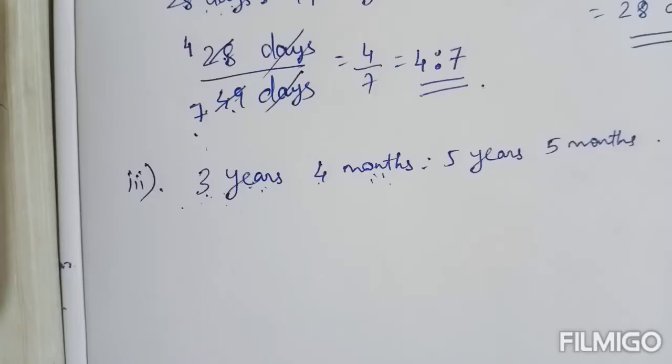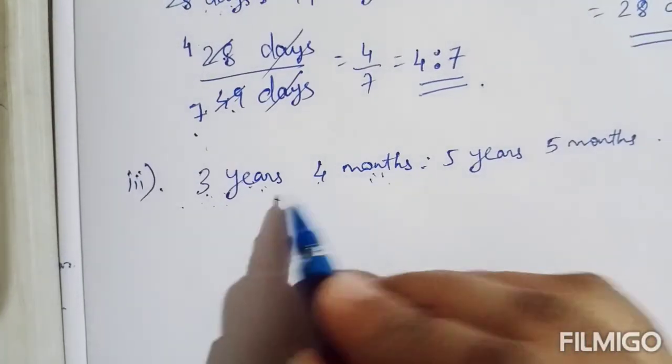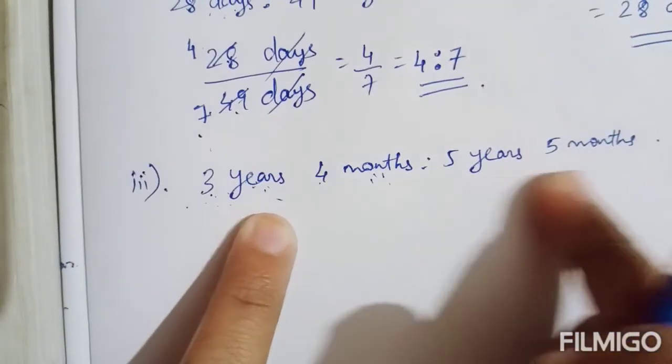Okay. Third question, 3 years 4 months is to 5 years 5 months. Here you can see both the quantities are of the same unit.